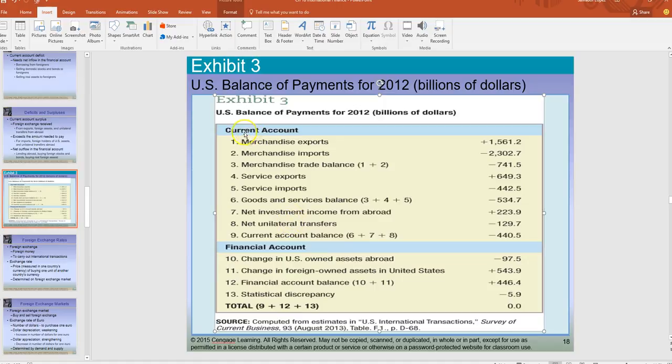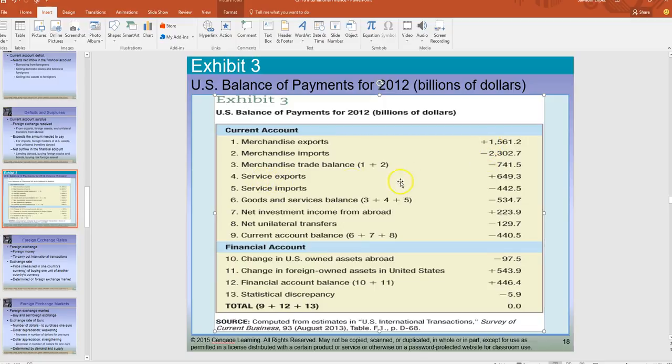Well, the first part of the balance of payments is the current account. In the current account, we add all the exports and subtract the imports. These are merchandise exports and merchandise imports. Add the two. Remember, exports are positive, imports are negative. Add the two, you get the merchandise trade balance, which is negative, or was negative for 2012. In other words, we imported more than we exported.